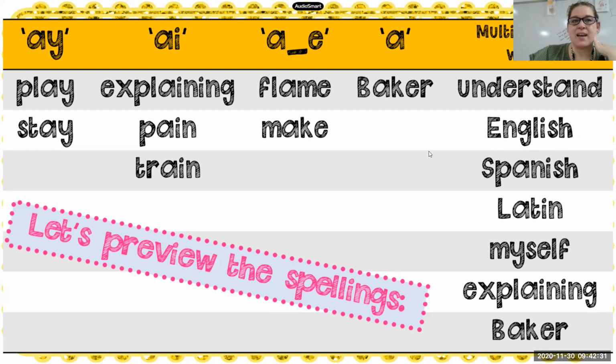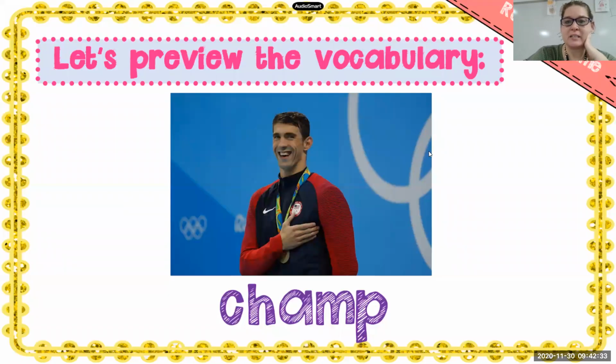Okay. Our vocabulary for this story is the word champ. And the word champ is just a shortened version for the word champion. Everybody know who this picture is of? This is Michael Phelps. He is like the most gold medal decorated athlete in Olympic history. He has a lot of gold medals. He's a really good swimmer.